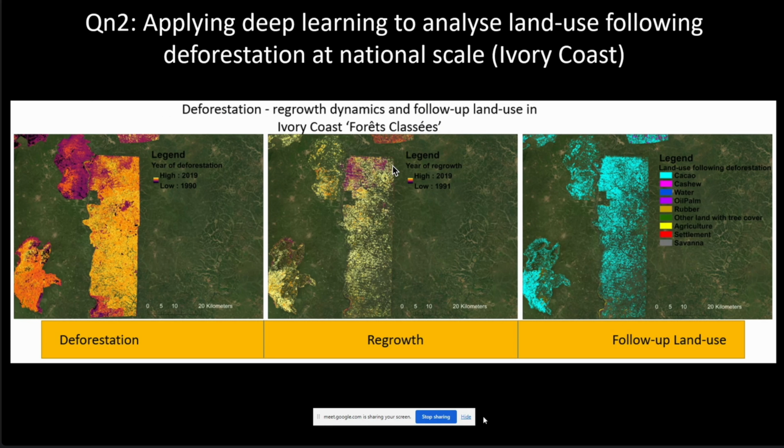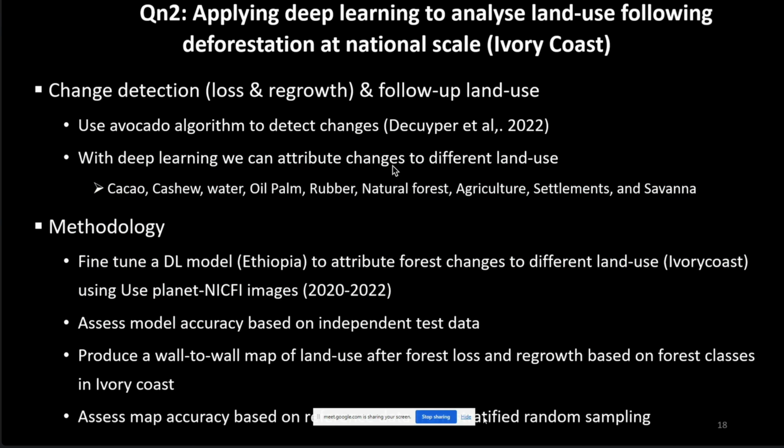So we used an algorithm from a colleague here in Wageningen, where you identify deforestation, and then in all areas where there is deforestation, you try to identify if there is regrowth. And after regrowth, you try to identify what kind of land use is in that area where there was deforestation. We identified 9 land use classes, and we used the model.